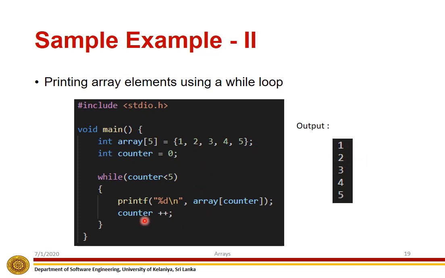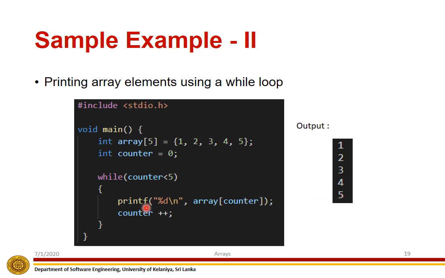And again go to this. 1 plus 1, 2. 2 is less than 5, so it will print array[2], the second position. The second position is 3, so it will print 3. And 2 plus 1, 3. 3 is less than 5, so it will print array[3], so 4. And again go to this. 3 plus 1, 4. 4 is less than 5, so for the last index, array[4] will print the 5.